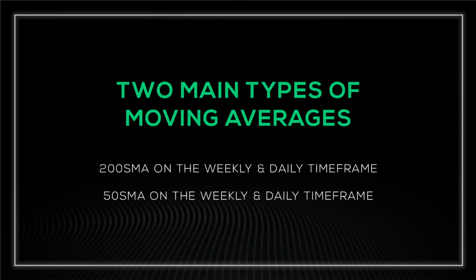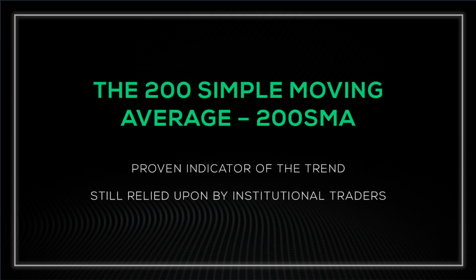The two main types of moving averages are the 200 simple moving average on the weekly and daily time frame, and the 50 simple moving average on the weekly and daily time frame. Historically, the 200 simple moving average, or the 200 SMA, has tended to be a good indicator of the long-term trend, and because of this, it is still relied upon by institutional traders.